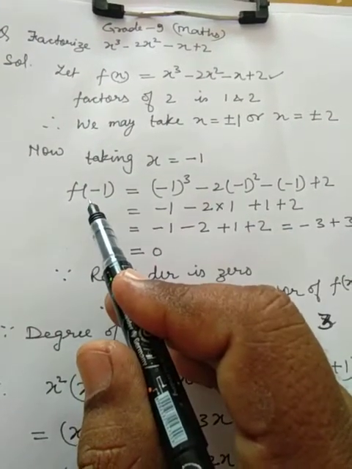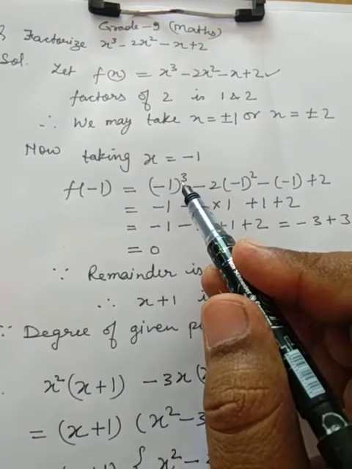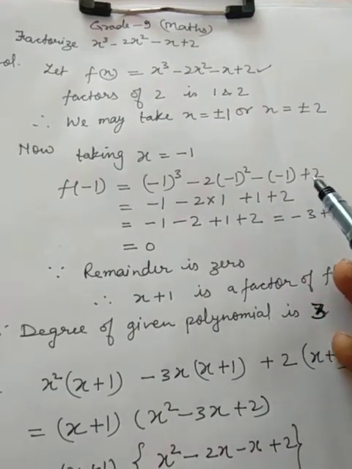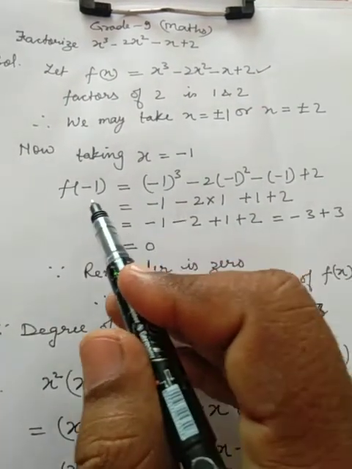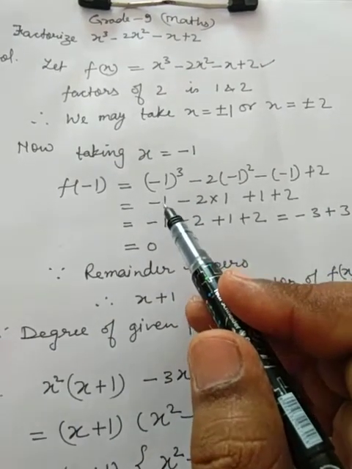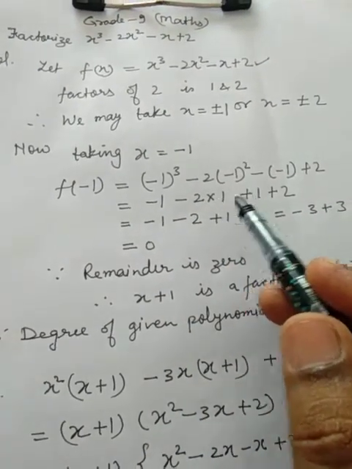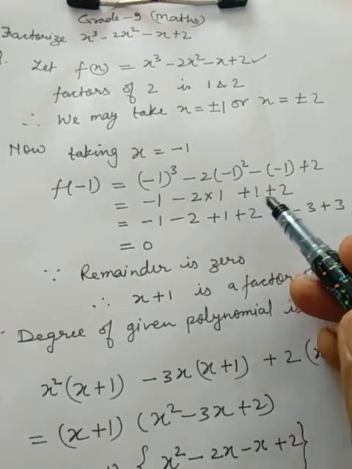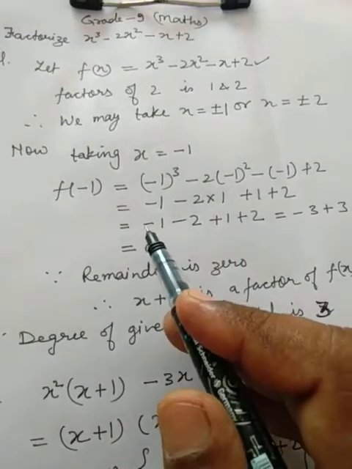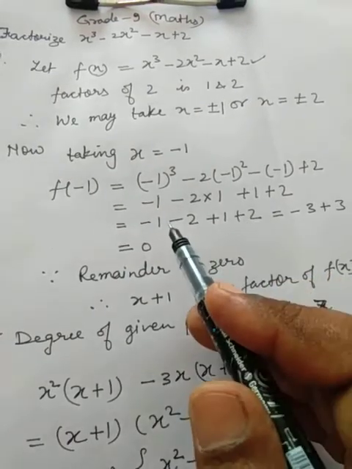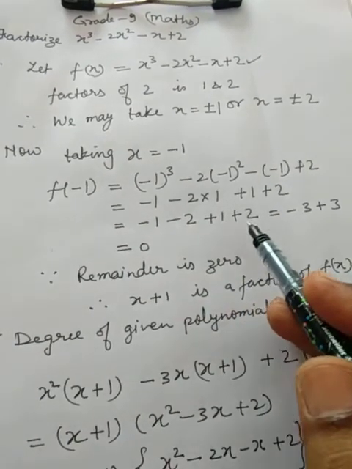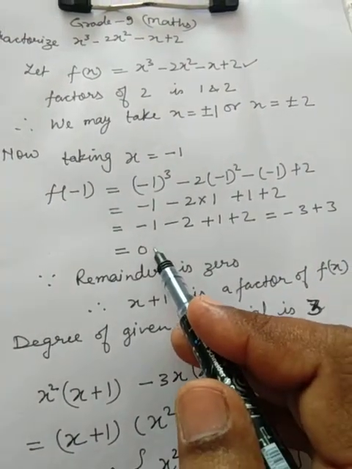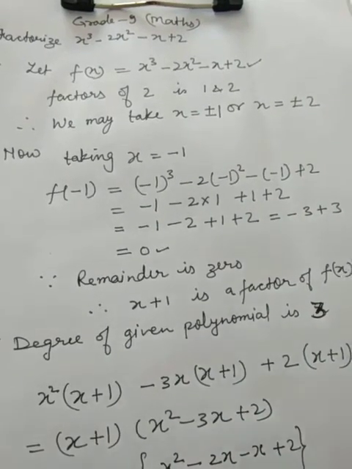By putting x equals minus 1, f(minus 1) is minus 1 whole cube minus 2 times minus 1 whole square, minus minus 1, plus 2. I have kept minus 1 instead of x. Now, the cube of minus 1 is minus 1, the square of minus 1 is plus 1, and then plus 1 and plus 2. So, minus 1 minus 2 plus 1 plus 2, that is minus 3 plus 3, both equal in magnitude and opposite in sign. So, it is 0, since the remainder is 0, right.